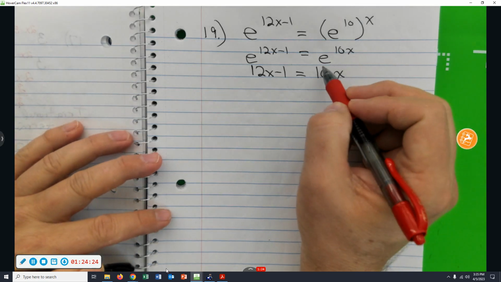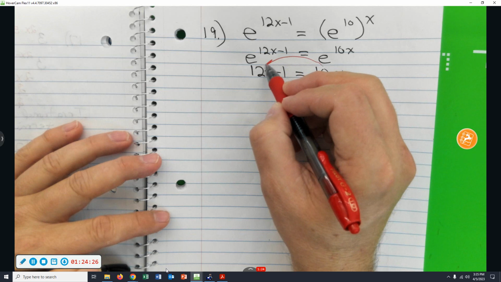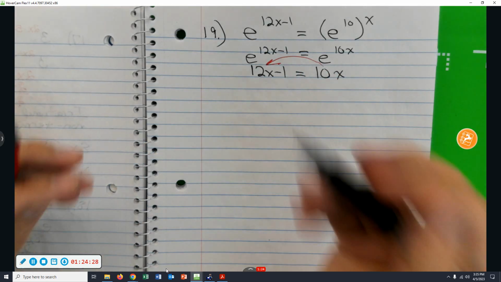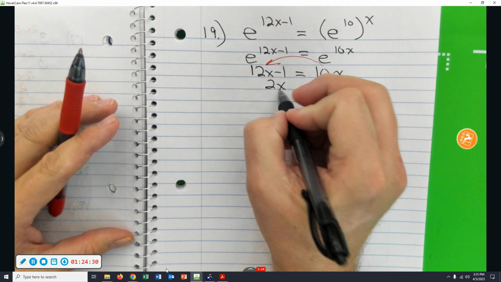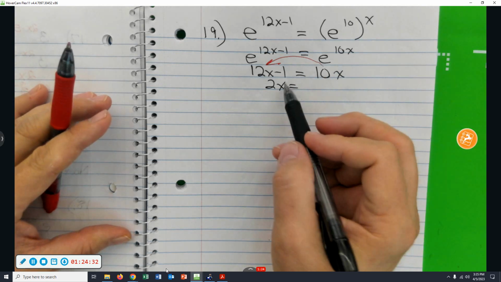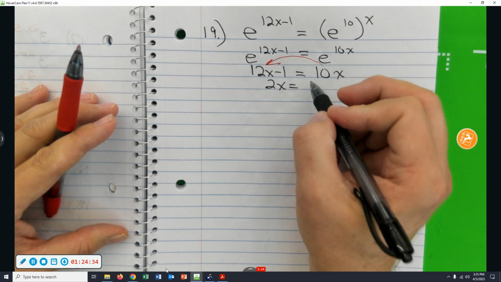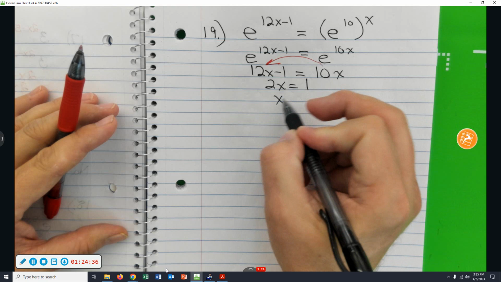Okay, what did you say? You said minus 10. That's going to give me another 2x. Oh, look at this answer. Oh, wow. And then a positive 1 to give us x equals 1/2.